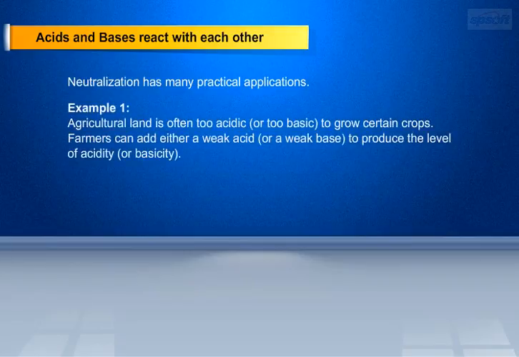Example 1. Agricultural land is often too acidic, or too basic, to grow certain crops. Farmers can add either a weak acid, or a weak base, to produce the right level of acidity, or basicity.